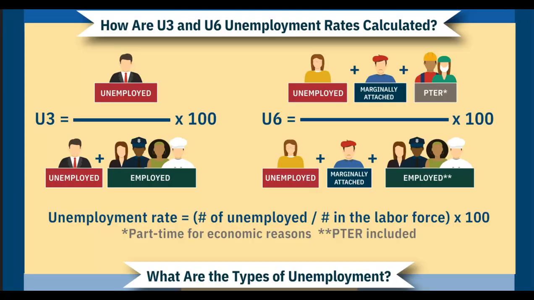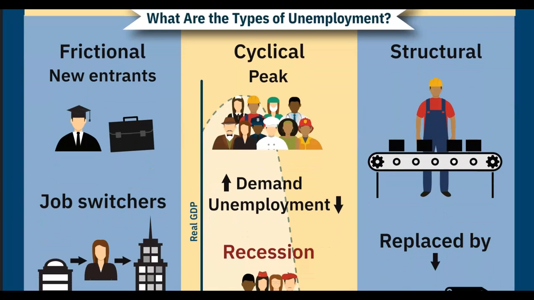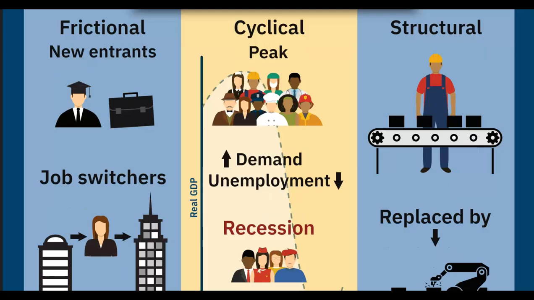Now let's take a look at this section. There are 3 main types of unemployment. First is frictional, next is cyclical, and then we also have structural unemployment. So let's look at frictional unemployment first. Frictional unemployment is actually normal and healthy. It really just consists of new entrants to the job market, or maybe even just people who are switching jobs and looking for the right fit.